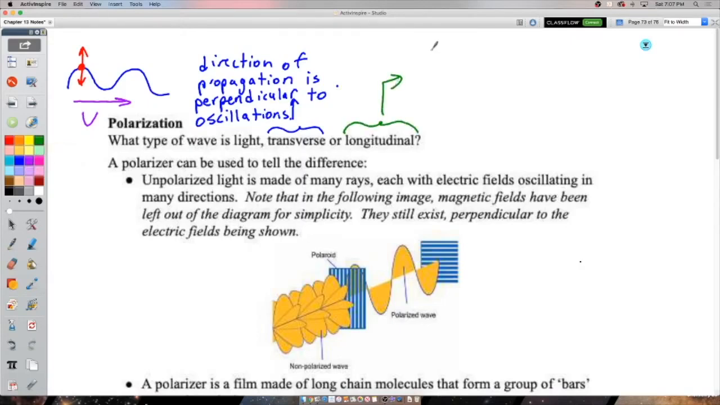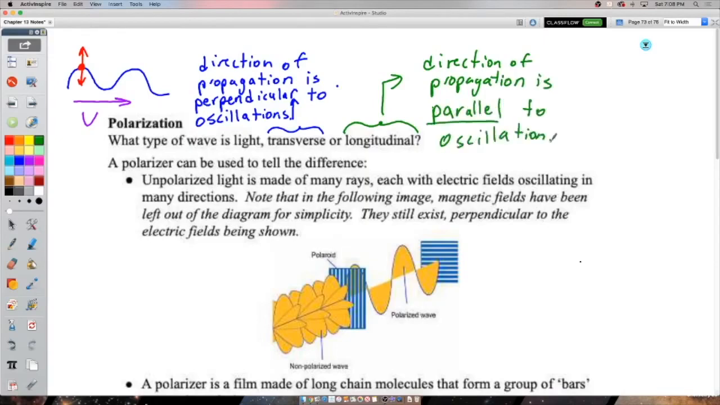That was when the direction of propagation is parallel to the oscillation. So that would look like a compression wave, okay? Where we have compressions and rarefactions. So like sound, that was a longitudinal wave. As the wave moved this way, the particles moved that way as well, right? They compress that way and then they rarefact the other way.